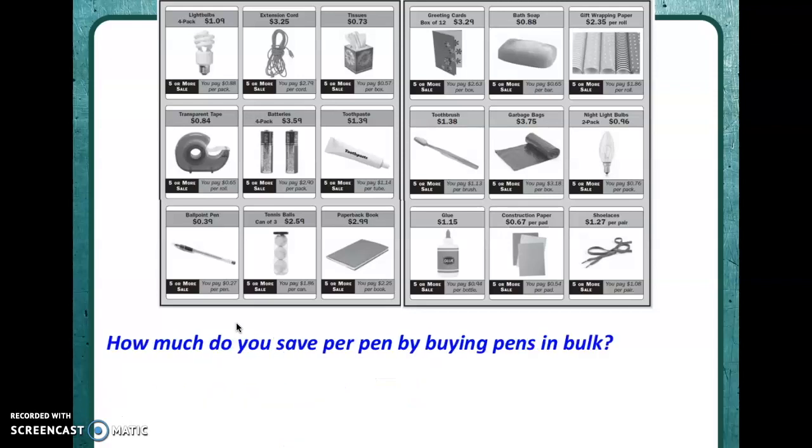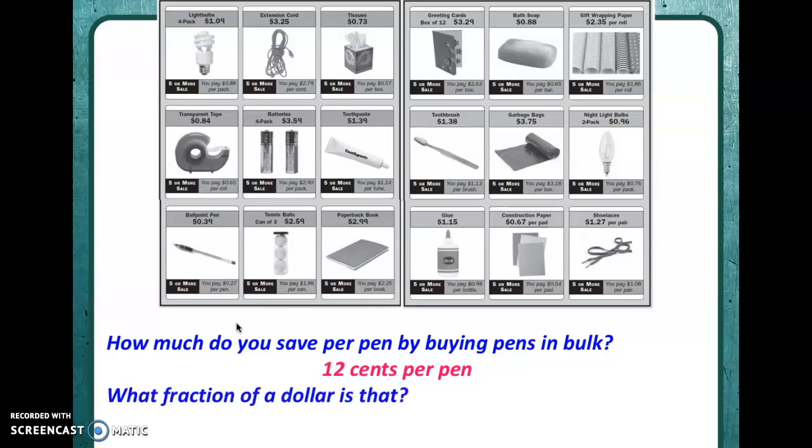Now, how much do you save per pen by buying pens in bulk? Well, we're going to simply take 39 cents and subtract it by 27 cents. And when we do that, we get 12 cents per pen. So actually, you're saving 12 cents per pen if you buy 5 or more. What fraction of a dollar is that? Hopefully you're catching on and knowing that that's 12 hundredths, or 0.12.